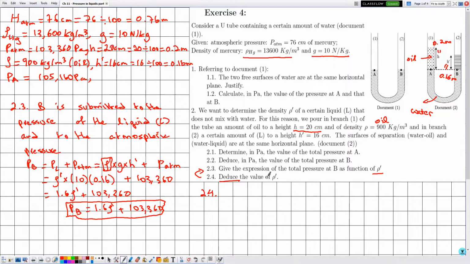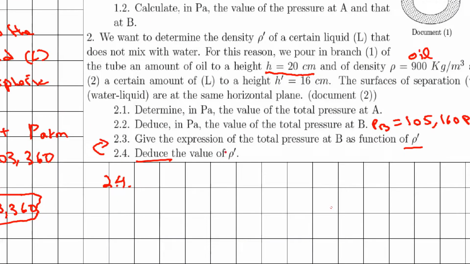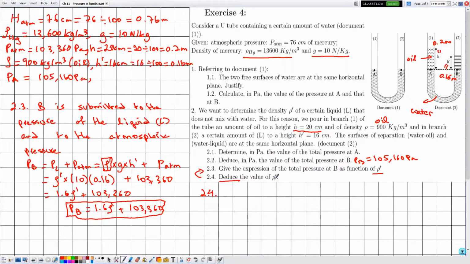In the previous part we have determined the expression of the pressure at the point B as a function of rho prime, and we already know the numerical value of the pressure at the point B, which is 105,160 Pascal. So we know the numerical value of the pressure at the point B, and we have the expression of the pressure at the point B in terms of rho prime, and knowing that we are interested in determining the value of rho prime, we need to find an equation which includes rho prime, so a linear equation.